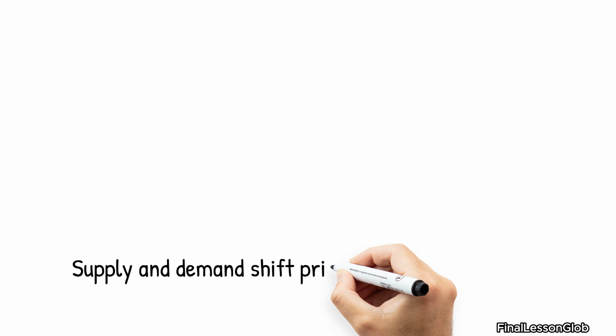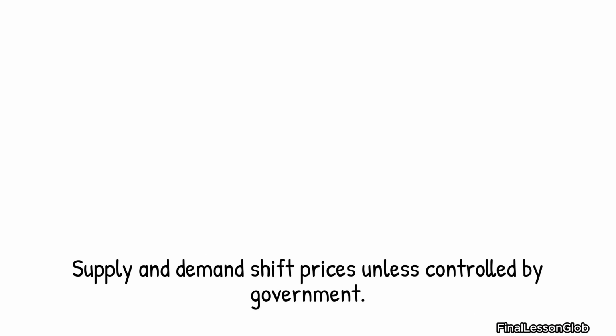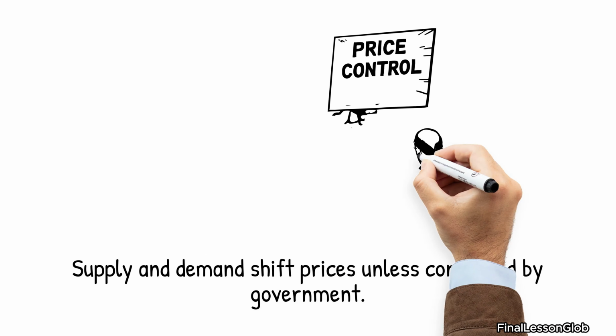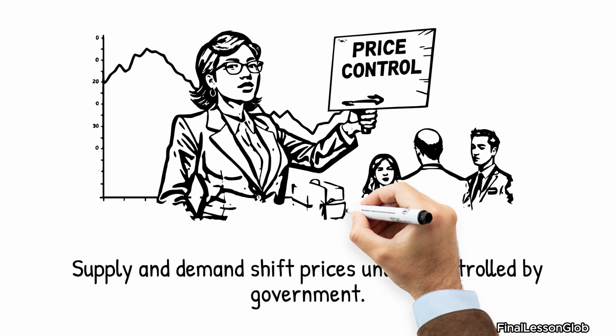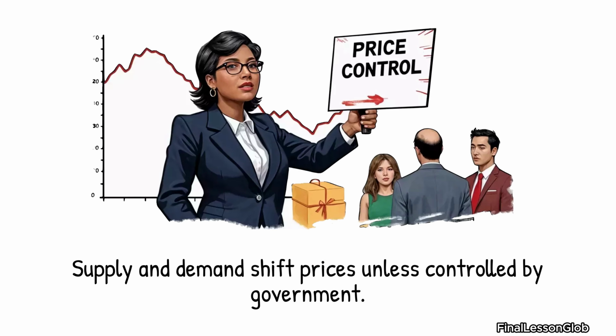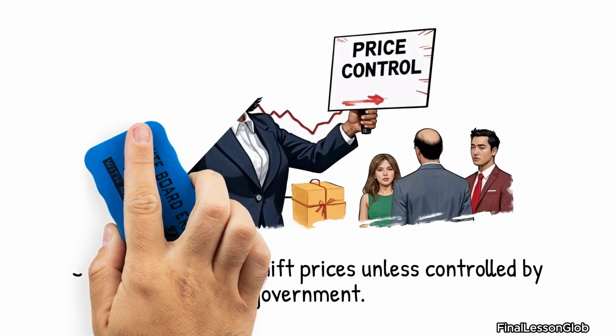Supply goes up, prices go down. Demand goes up, prices go up. Unless the government steps in and says, nope, that's price control. It's when you try to ignore economics. It doesn't usually go well, but we'll get to that later.